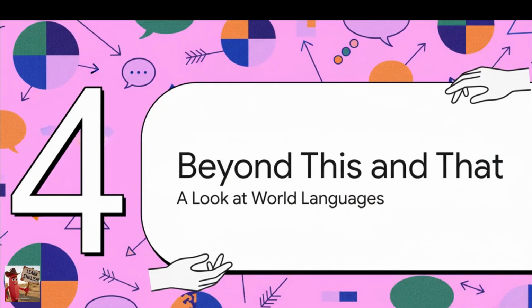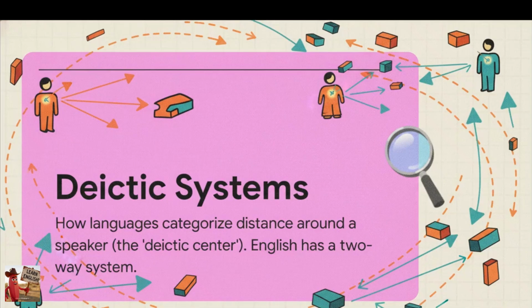Okay, now for the part that I think is so cool. We've seen that English's simple near versus far system works, but it's not perfect. So how do other languages do it? Well, it turns out our 2-part system is just one of many, many ways to point with words. So linguists have a name for this, deictic systems. It sounds really academic, but all it means is how a language carves up the space around a speaker. English, like we've seen, has a pretty simple 2-way deal. It's either near me or it's not near me.